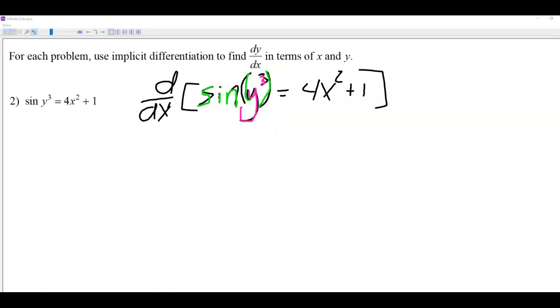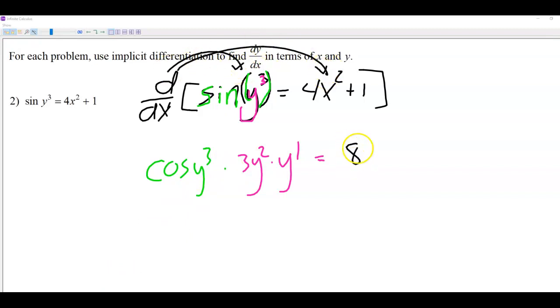And so when we take the derivative of that, we're going to take the derivative of sine, which is cosine, leaving the inside the same. Multiply that by the derivative of the inside, which is 3y squared. But don't forget that whenever you take the derivative of a y expression, you get a y prime when you're doing implicit differentiation. So that's the first derivative that we took there of that guy. Now we're going to take the derivative of the rest. That's going to be 8x, and that's just 0.